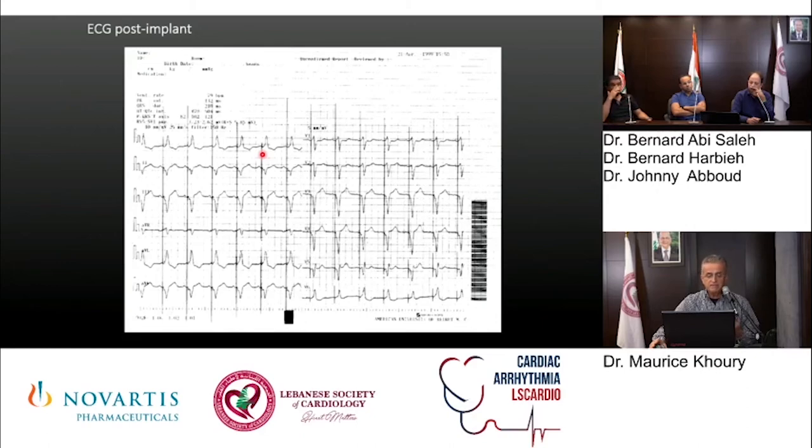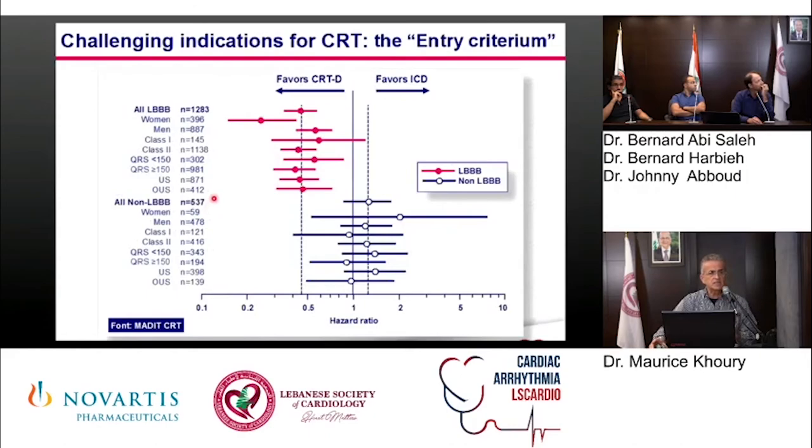And at the same time, if you are really in the posterolateral branch, you have to have a superior axis of the ECG with a positive R in V1. It's not there here, but this is a very simple thing to look at on the EKG whenever you are following your patient. Now, a challenging question, and everybody discusses it, is when to use an ICD and when to use a CRTD in a patient who is at risk of sudden cardiac death and low ejection fraction. If you look at the MADIT criteria that favors CRTD, you see that all left bundle branch block patients should receive a CRTD, whereas the non-left bundle branch block are on the right of the unity line, favoring the ICD.